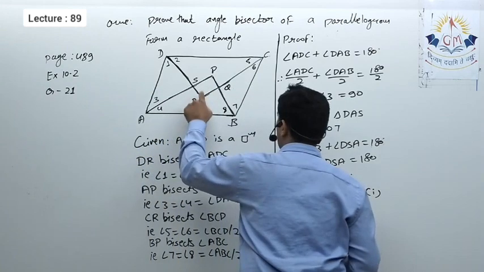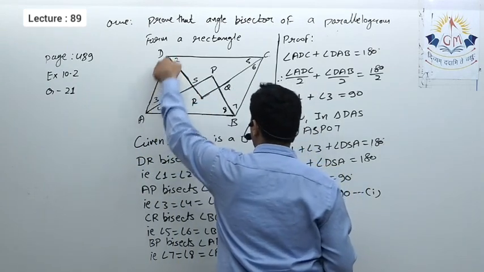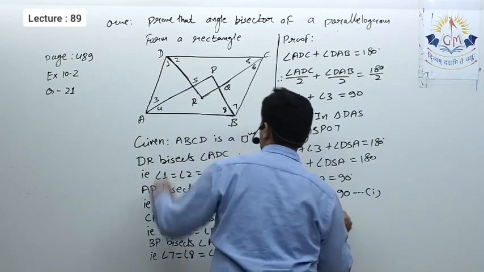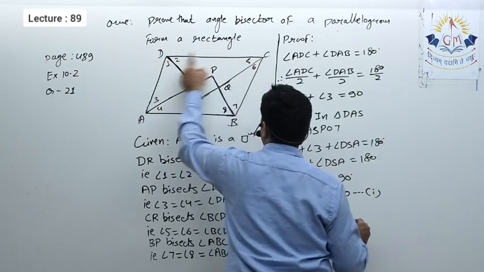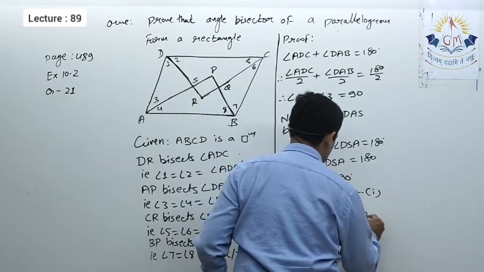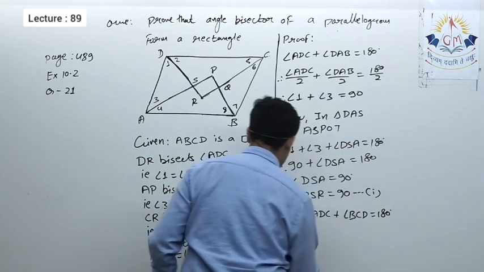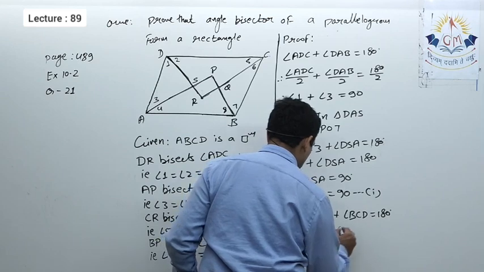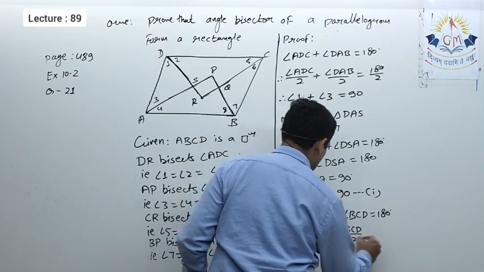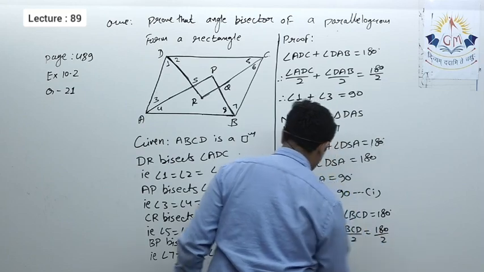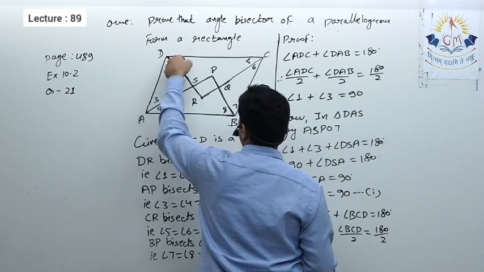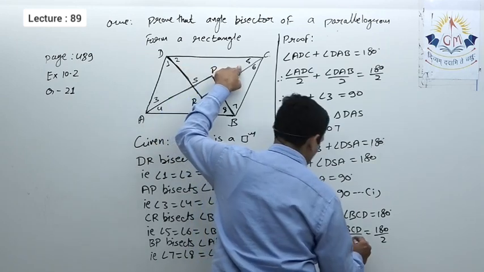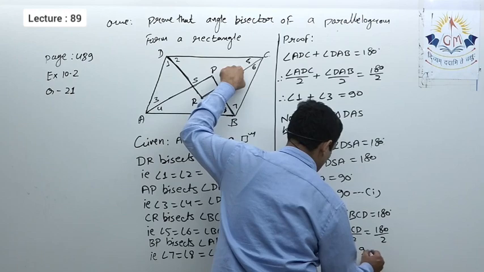Continue. Now we'll prove angle R is equal to 90. So angle ADC plus angle BCD is equal to 180. Therefore half of angle ADC plus half of angle BCD is equal to half of 180, dividing by 2. Now half of ADC, I will write angle 2. So angle 2 plus angle 5 is equal to 90 degrees.